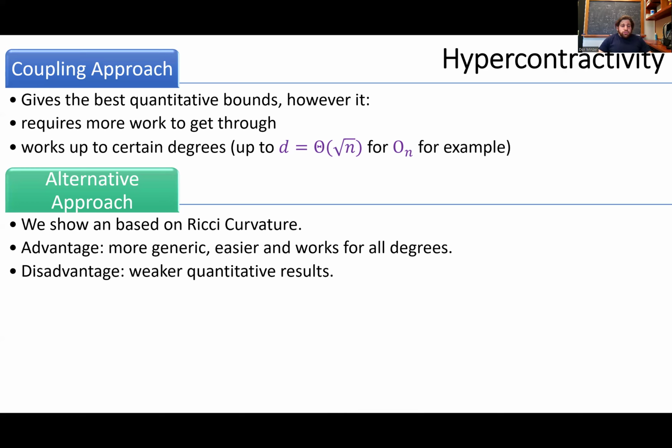So in the paper, we also show an alternative approach to hypercontractivity, and this approach is based on Ricci curvature. The main advantage of it is that it's more generic and it gives you a result for any degree that you want. But the main disadvantage is that it never quite gives you the best quantitative results. So you can get some results along the lines that I stated earlier, but they would all have worse exponents.